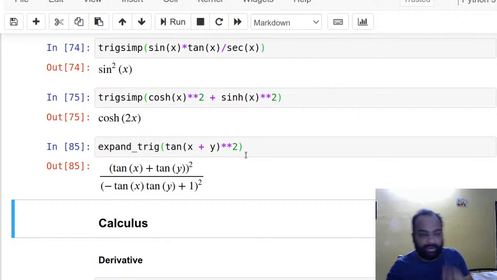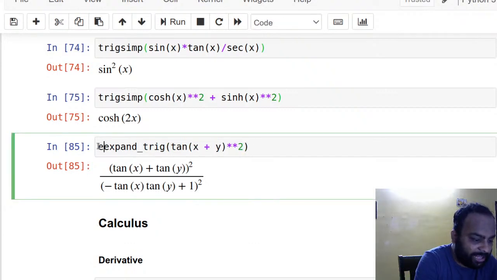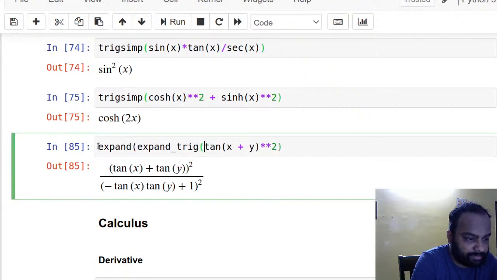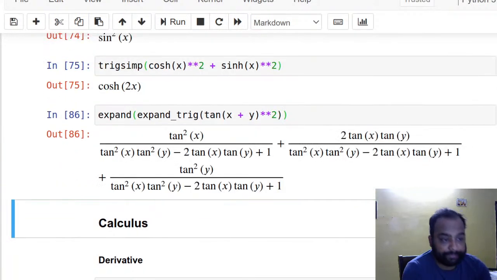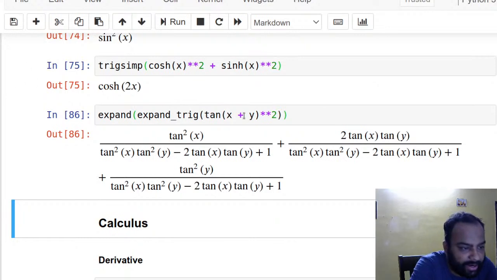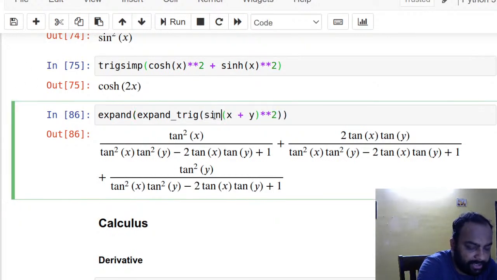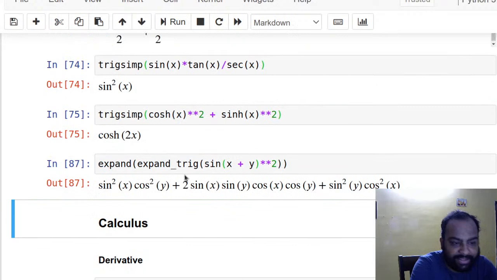So after doing expand trig, if I call the expand function, see, it expanded everything. I first had to do the trigonometric expansion, then the generic algebraic expansion. Then this works. I think you understand the point here, right? So let's take the sine thing. Now everything has been expanded.